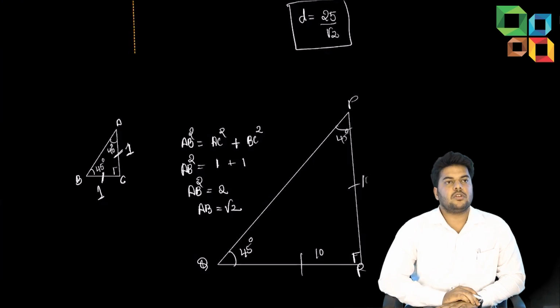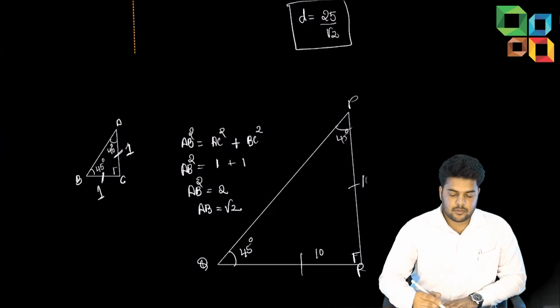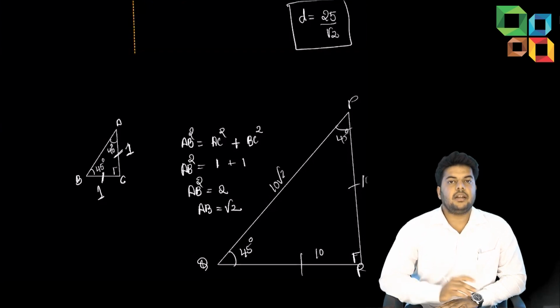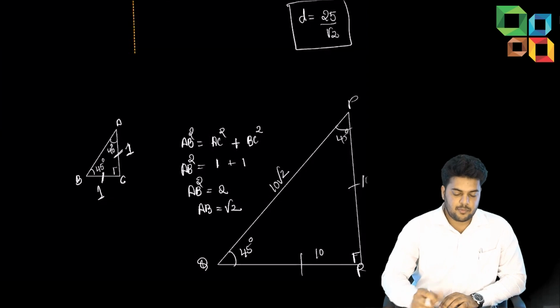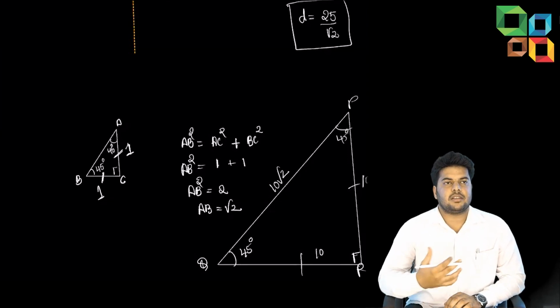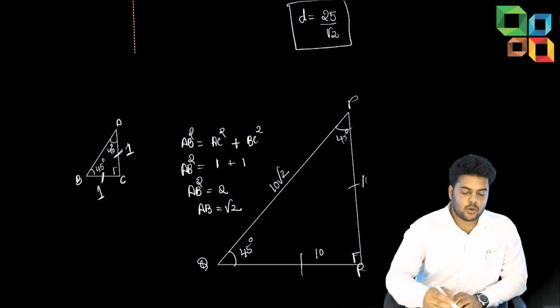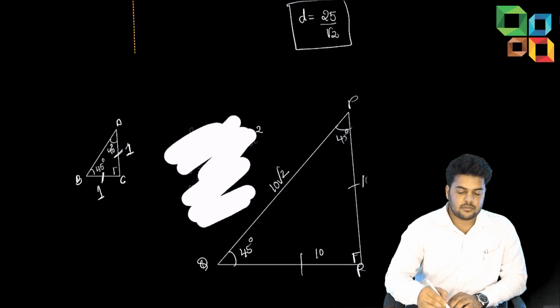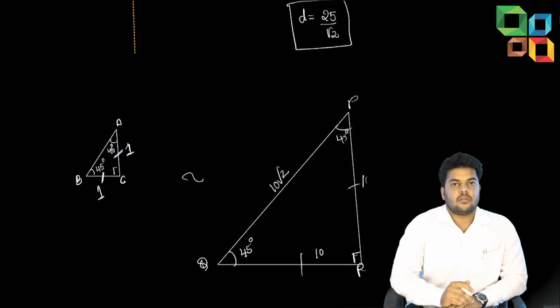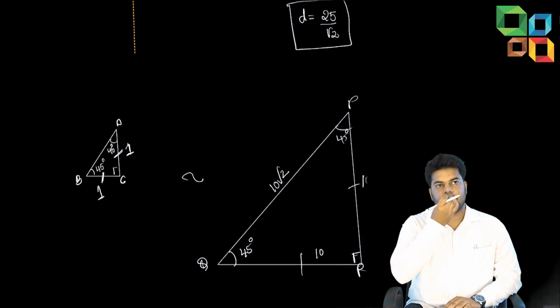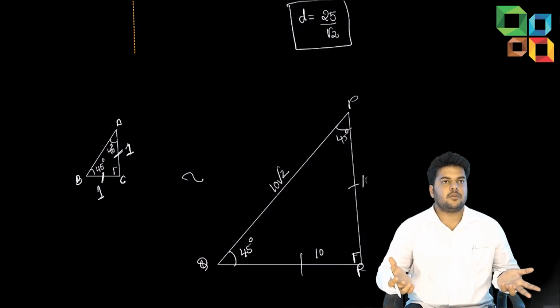When it was 1, it was root 2. What would be the hypotenuse when it is 10? 10 root 2. Yeah, 10 times root 2. You see what is happening over here? These two triangles are what are called similar triangles, isn't it? So in similar triangles, what do you know? The ratios of the corresponding sides will be equal.